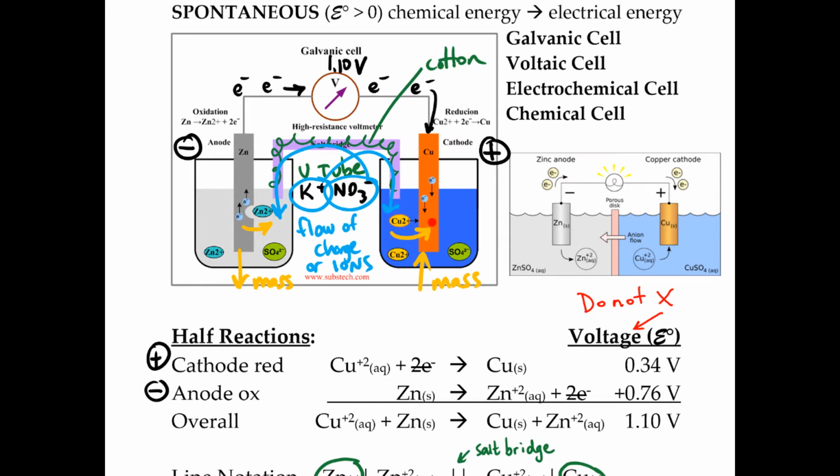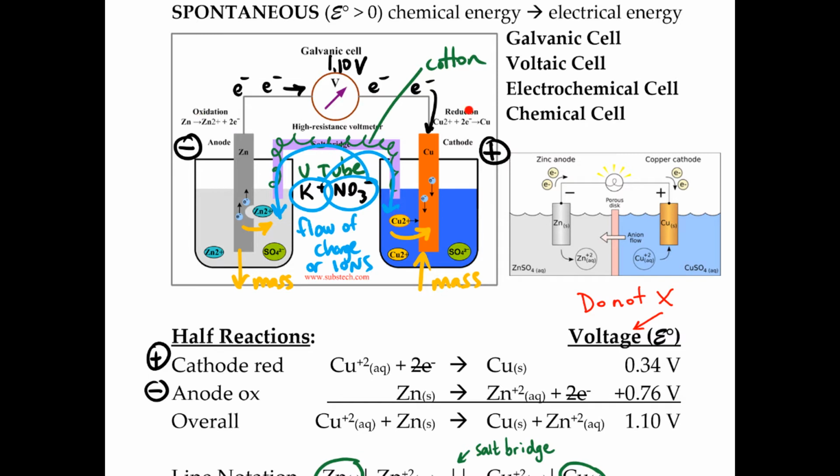So there's less positives on this side. So these positive K pluses are going to come in and replace that positive charge. Again, that allows for a flow of charge, or you could say a flow of ions. Do not say a flow of electrons because electrons are not going through the salt bridge. Electrons merely go through the wire. Another thing you want to remember is an ox and a red cat. So the anode has oxidation and reduction happens at the cathode.